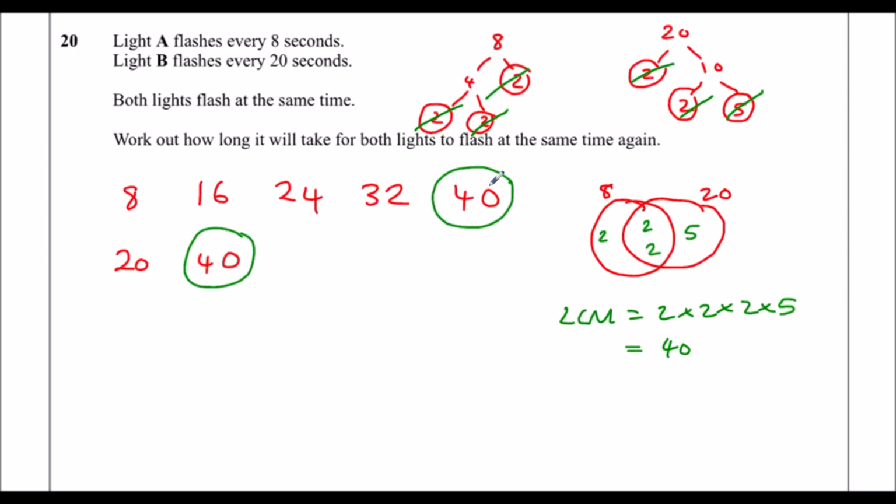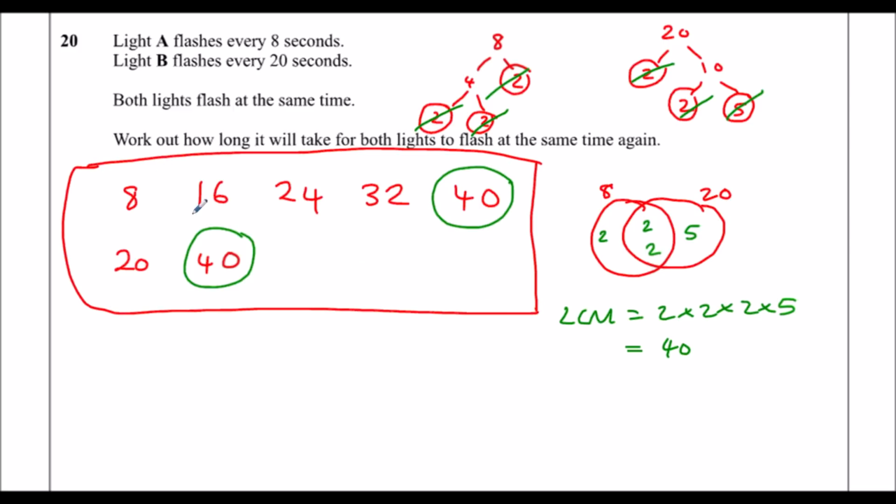which is 40. But it depends on which numbers we're given as to which method is easier. In this case, it was a lot easier to just list the numbers until we got a common multiple. If the numbers were more complicated, it may have been easier to use the prime factors.